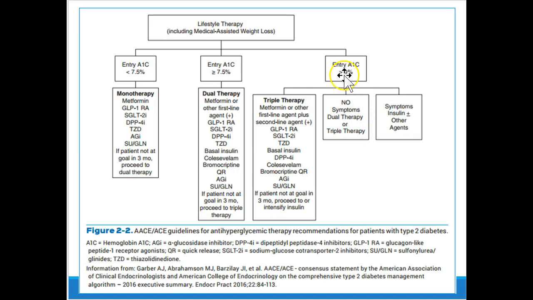So they are saying that for over 9, they generally recommend triple therapy as an option. If you aren't symptomatic, but you just have a high A1C, dual therapy might be acceptable for those patients. If you're symptomatic, they might say that insulin plus some of the other agents would be the first line. So they're giving you some wiggle room as to how you want to model your treatment regimen for your patient in this category, depending on what kind of symptoms they have and how severe their diabetes is.